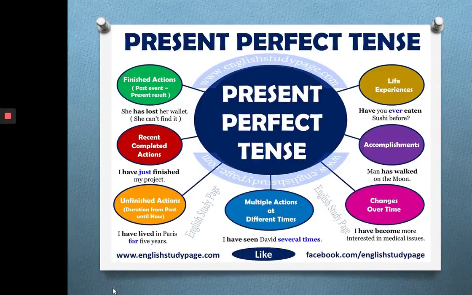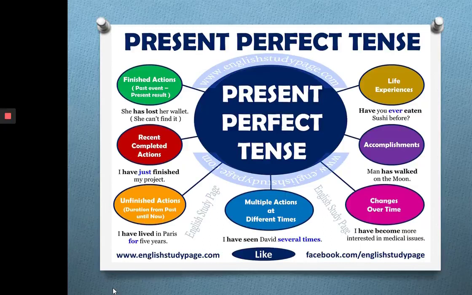She has lost her wallet. Ona je izgubila novčanik. Kao što vidite, ovdje nemamo vremensku odrednicu kad ga je izgubila. Samo znamo da se to desilo u prošlosti. Zatim, present perfect se koristi for recent completed actions. I have just finished my project. Imali smo i takav primjer malo prije. She has just cleaned her room. Znači, za nešto što se tek nedavno desilo.